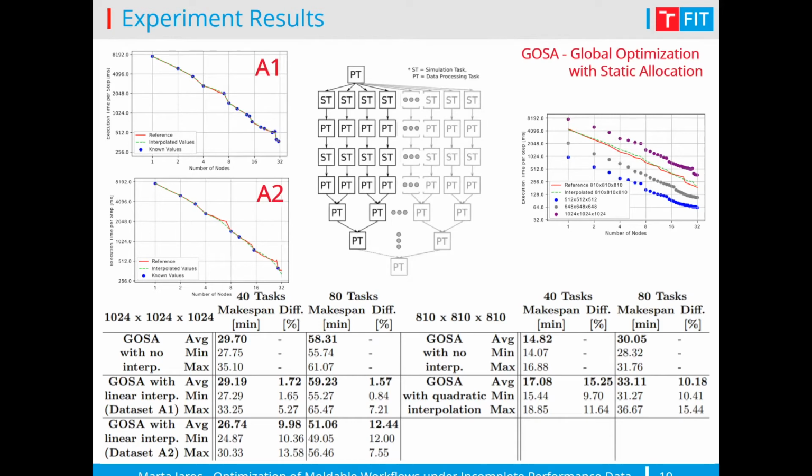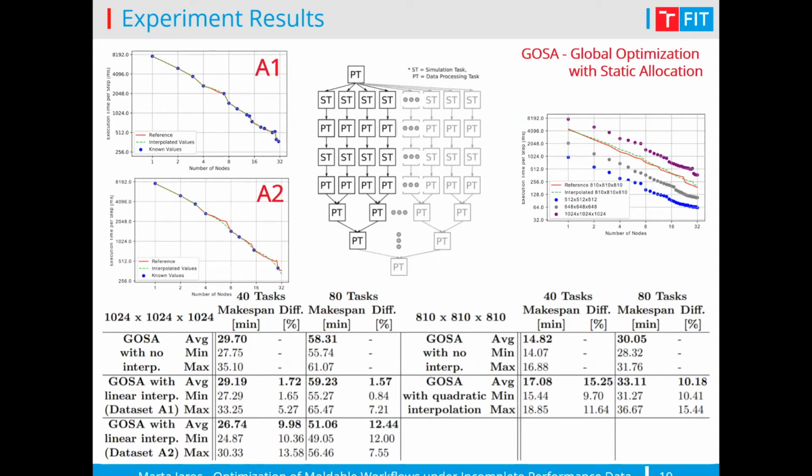I used performance data of a cube domain where each side of the domain had 1,000 points for a reference. I used a data set where all points, it means 32 points, are known, and then two data sets where only 8 and 16 points are known. Since the experiments were done on the static allocation, I used makespan to compare the evolved workflows.